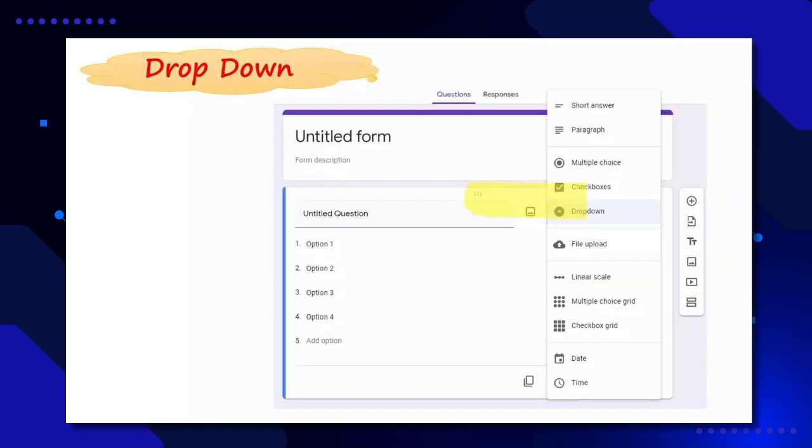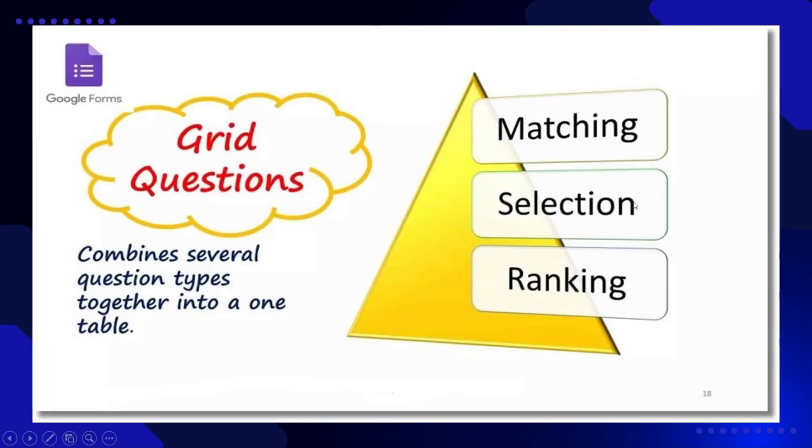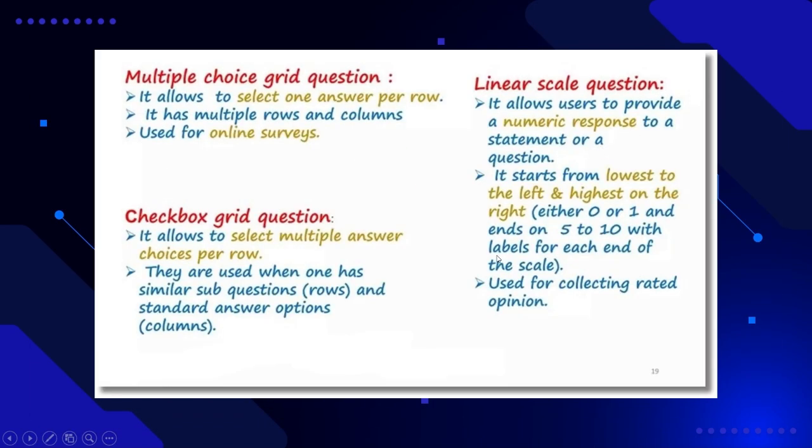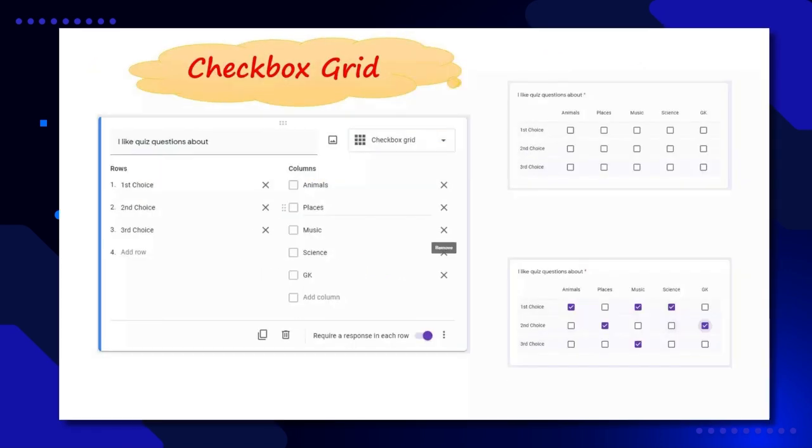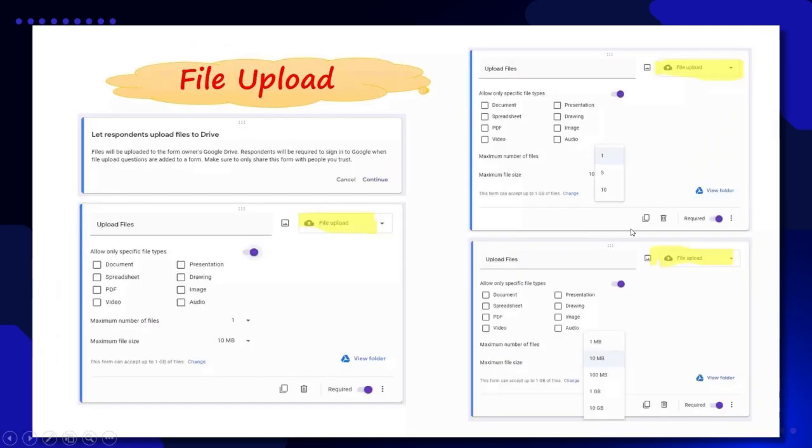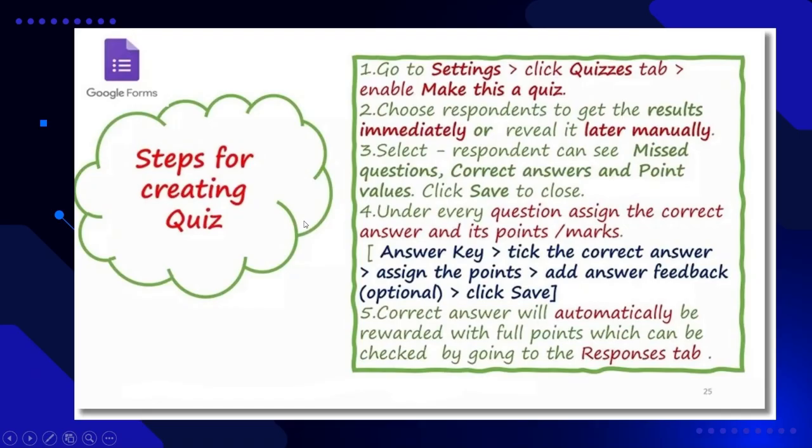This is the drop-down menu, which was shown earlier. Grid questions. This is the explanation of what each question is, like multiple choice grid. It allows selecting one answer per row, and linear scales. It can be numeric responses, lowest to the left and highest to the right. It can be used in feedback forms. Checkbox grid is like multiple answer choices per row. Like in multiple choice, there is only one answer. Then in checkboxes, there can be multiple answers which are correct. We have learned about this. You can also upload files in your form.